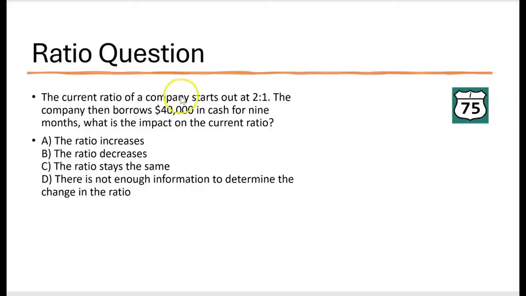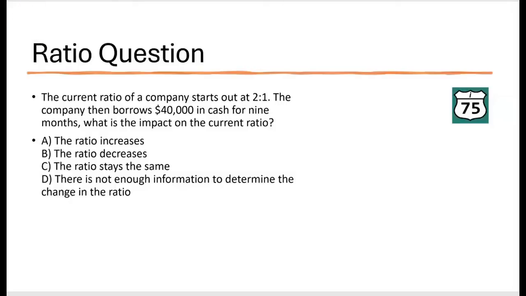The current ratio of a company starts out at 2 to 1. The company then borrows $40,000 in cash for 9 months. What is the impact on the current ratio? Did it increase, decrease, stay the same, or there's not enough information to determine the change?